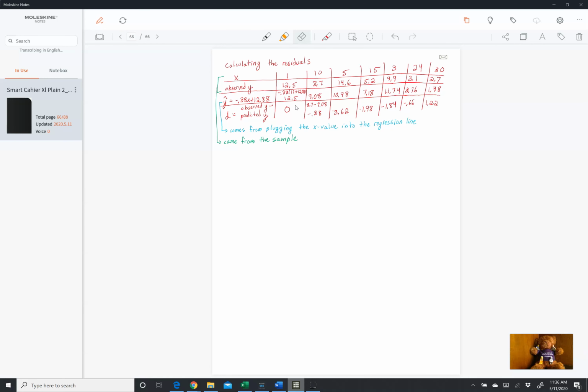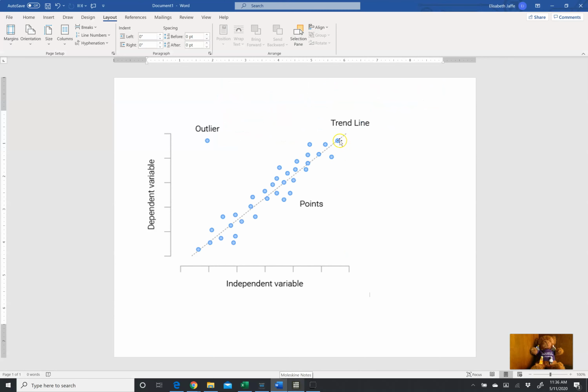So the fact that we see a 0 here says that for x equals 1, the observed value is on the line, negative 0.38x plus 12.88. It is a point that looks like this. It is on the line. The line goes through that point.